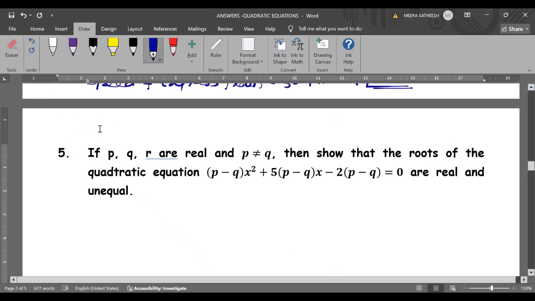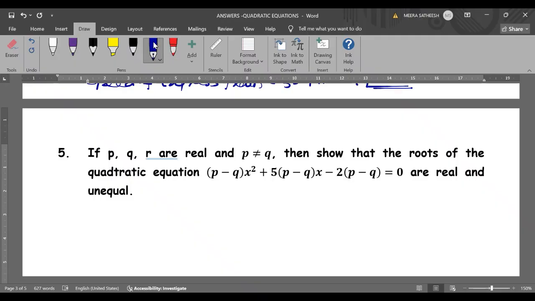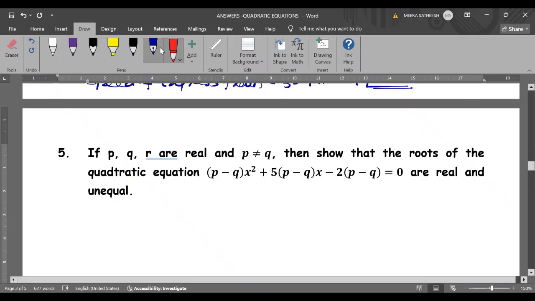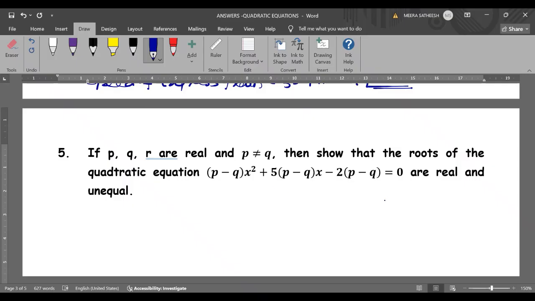What is given? If p, q, r are real numbers and p not equal to q, then show that the roots of the quadratic equation p minus q into x square plus 5 into p minus q into x minus 2 into p minus q equal to 0 are real and unequal. So first you must know the condition for real and unequal. For real and unequal, discriminant should be greater than 0, right? That is b square minus 4ac should be greater than 0. So we have to prove that b square minus 4ac is greater than 0.